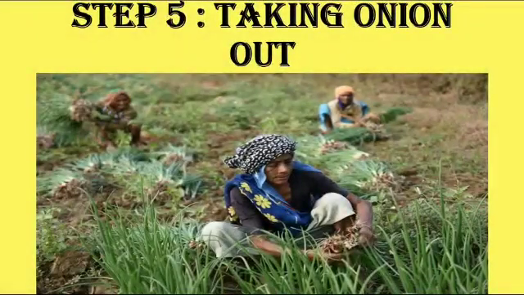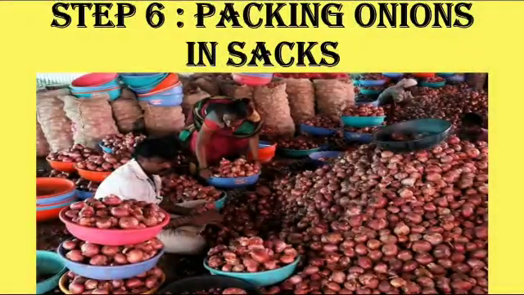Step 5 is taking onion out. As we are reading this chapter, Baswa's Farm, and Baswa's father has an onion farm, we have taken step 5 as taking onions out from the large plants cut from the field. Onions grow inside the soil. Step 6 is packing onions in sacks. Unless and until onions are packed in sacks, they cannot be sold in the market. So these are 6 important steps followed in sequence in agriculture.